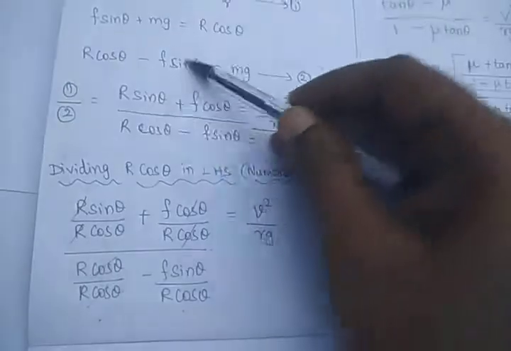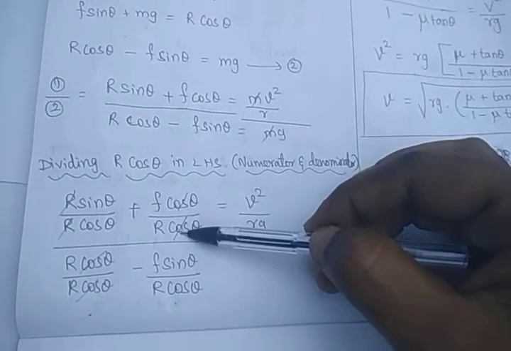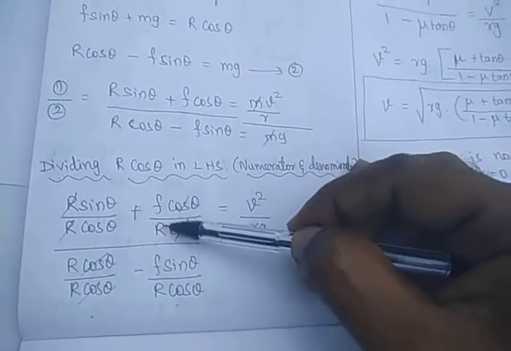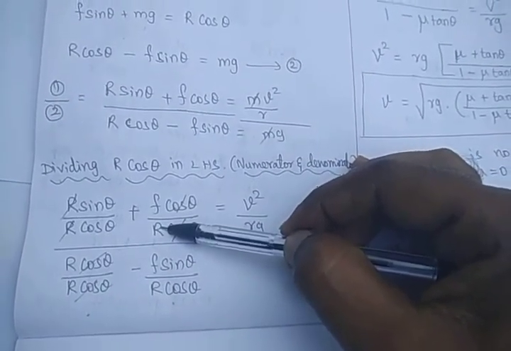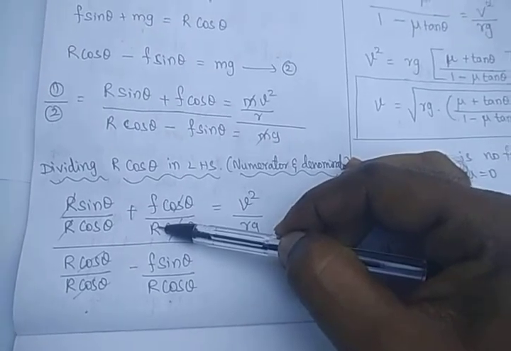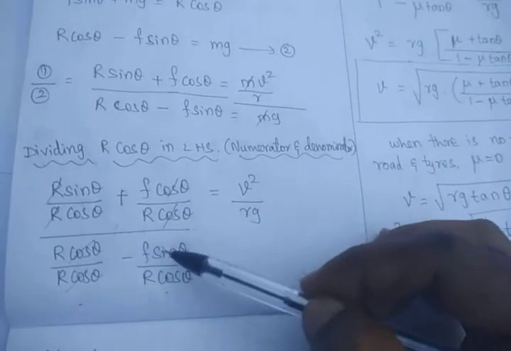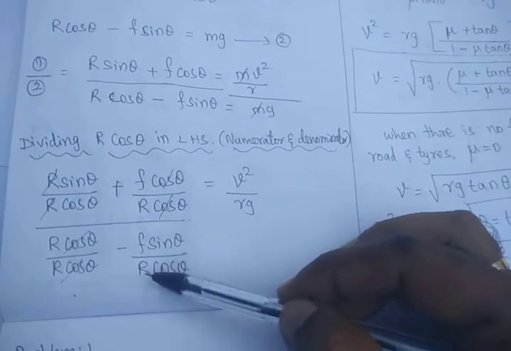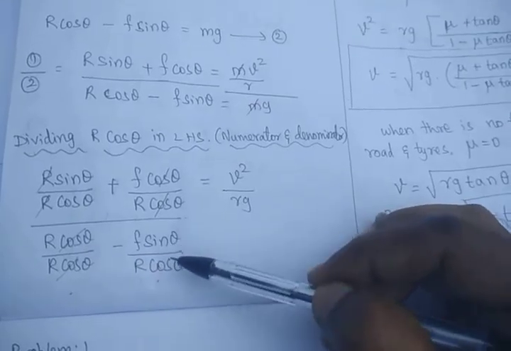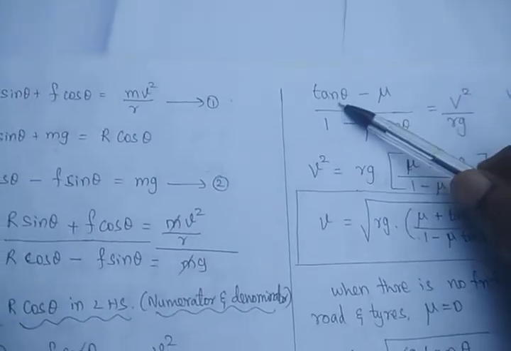So R gets cancelled. Sin theta by cos theta is tan theta. So cos theta gets cancelled. F by R is mu, the coefficient of friction. F is equal to mu R according to the law of friction. So the R cos theta gets cancelled. Minus F sin theta by R cos theta. F by R is mu. Then sin theta by cos theta is tan theta.